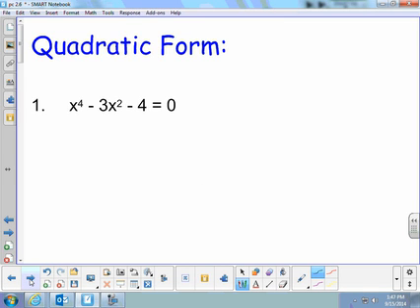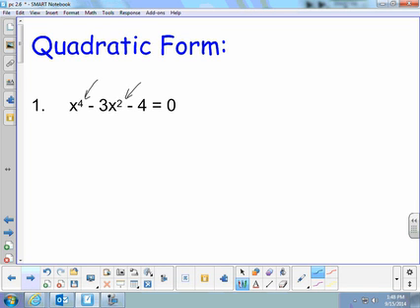Now we're going to use the quadratic form. On the quadratic form, what I'm looking for is that first degree has to be even. In this case, it's 4, which is even. And then our second one has to be half of that. So half of 4 is 2.